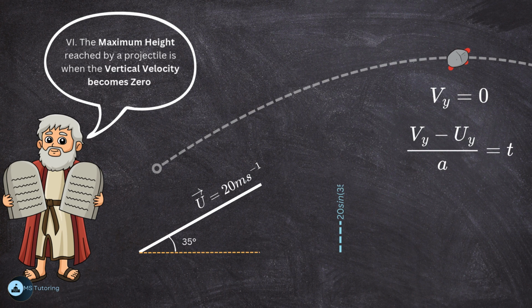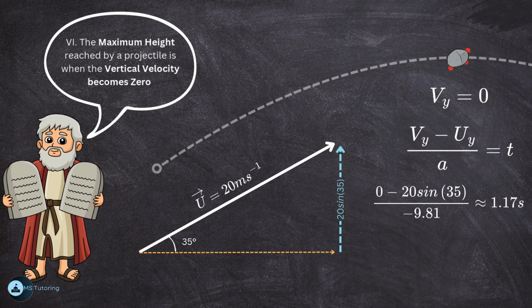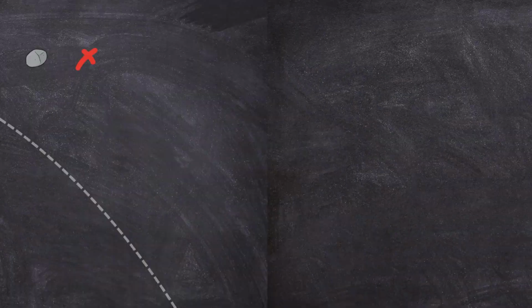So, if our stone was launched at an angle of 35 degrees at an initial velocity of 20 meters per second, then our vertical initial velocity is 20 sin 35, approximately 11.5 meters per second. Plugging everything into our rearranged SUVAT, we then find that it takes the stone roughly 1.17 seconds to reach its maximum height after being launched. So now let's move on to chapter 2.